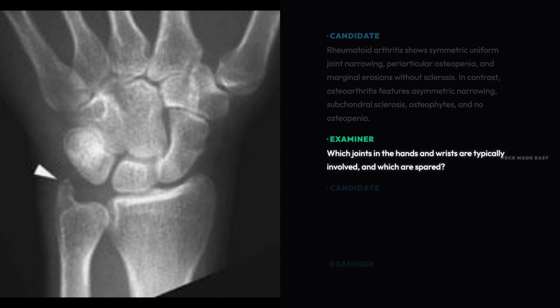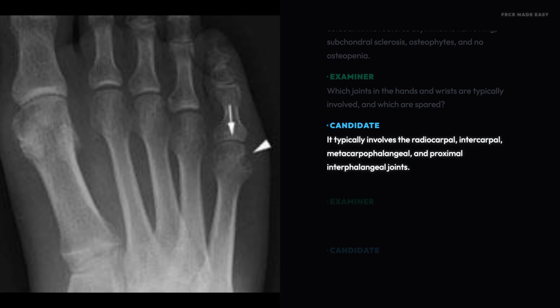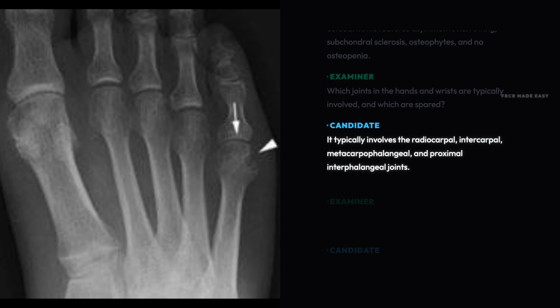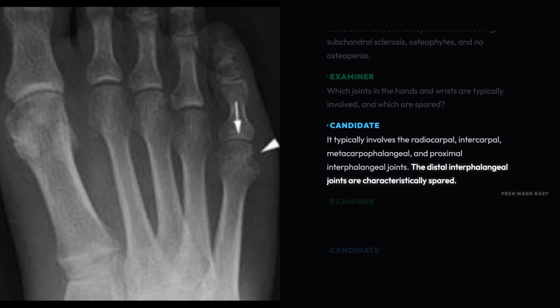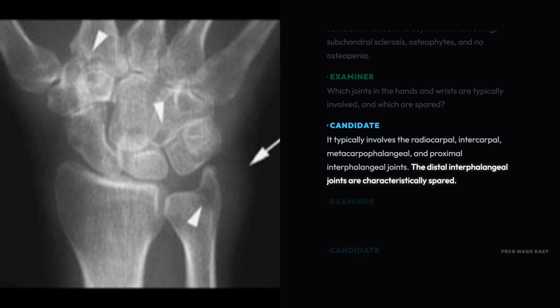Which joints in the hands and wrists are typically involved, and which are spared? It typically involves the radiocarpal, intercarpal, metacarpophalangeal, and proximal interphalangeal joints. The distal interphalangeal joints are characteristically spared.